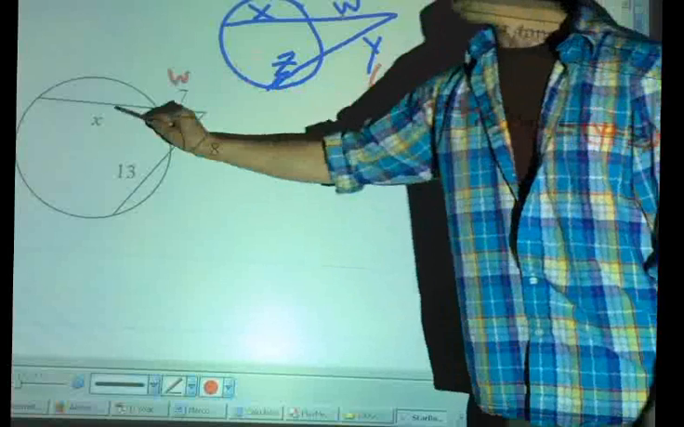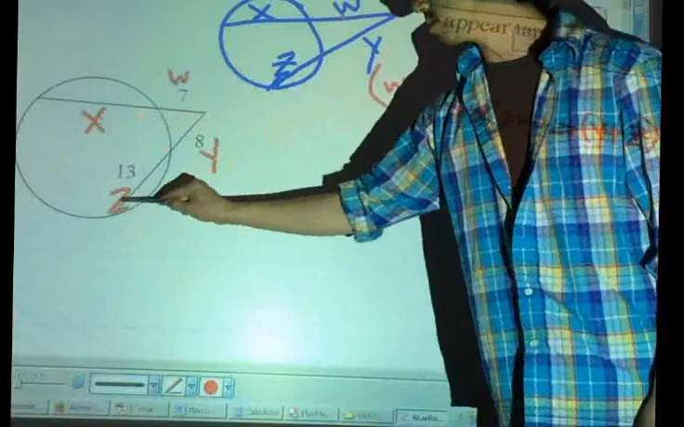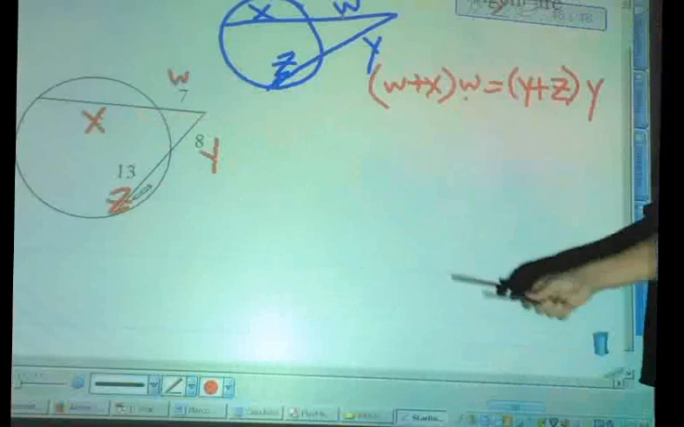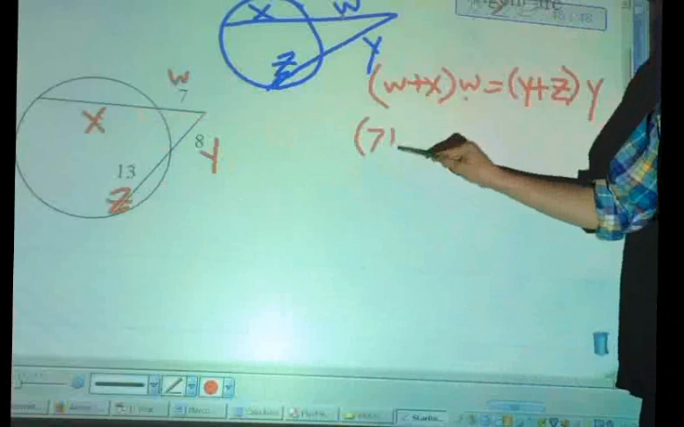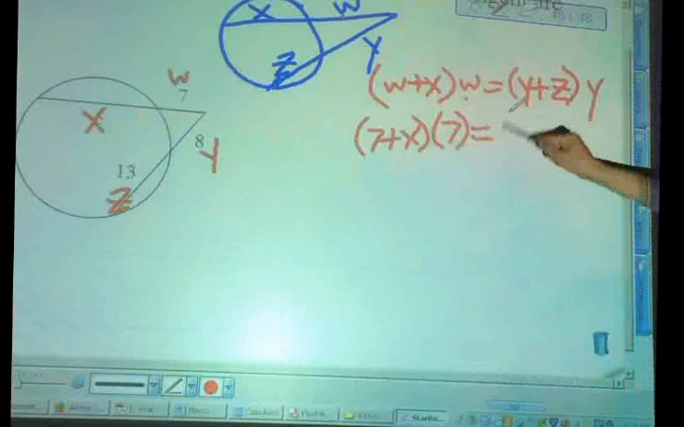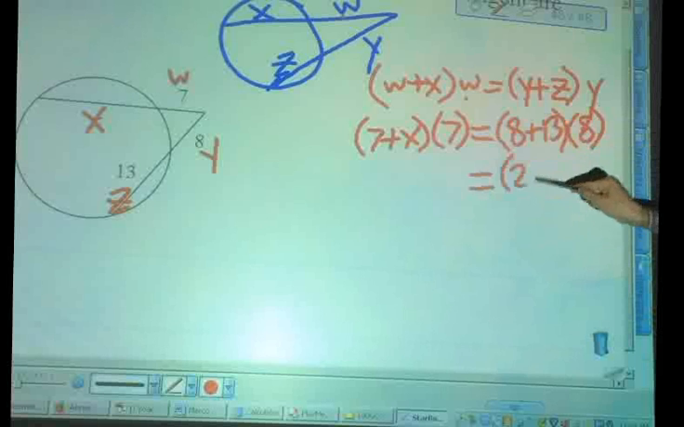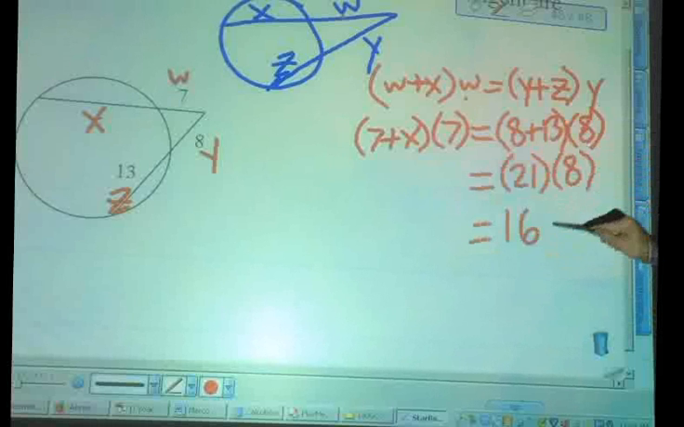This is W, that's X. X is X, that's cool. Y is 8, and Z is 13. So now we're just going to plug in all our values here. W is 7, X is X, and W is 7 again. Now Y plus Z, that's 8 plus 13, and then Y is going to be 8 again. So now we just have to do a little bit of work. This side over here, we have 21 times 8, and that's going to give us 168.